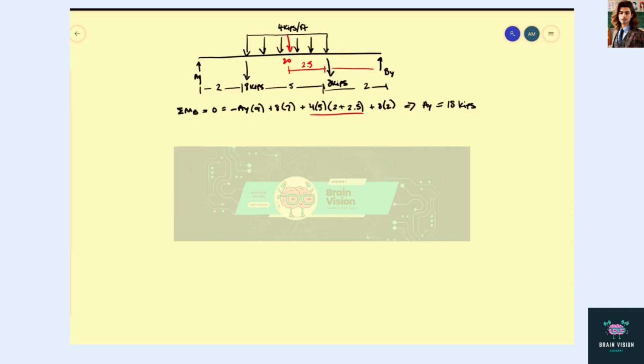And we can look at our shear forces. So our shear force at point A is going to be the same as AY, so it is also 18. Our shear force is going to be constant from point A to point C. And now at point C, we do 18 minus 8, and we get 10.